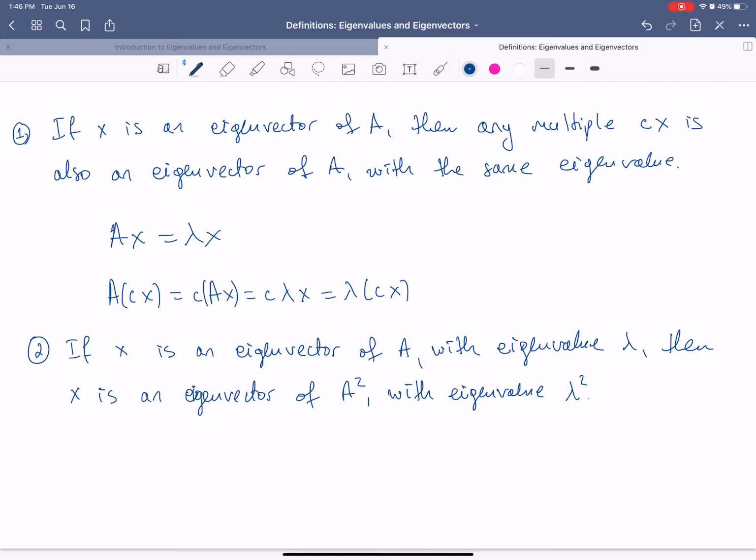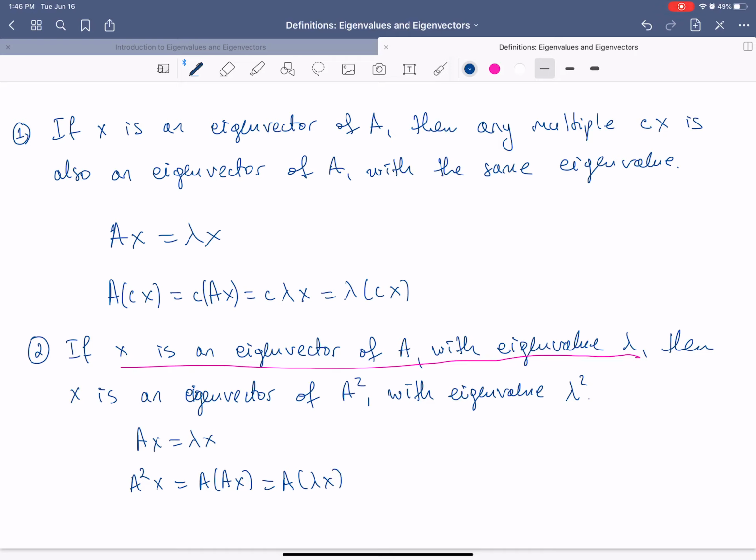Why is this true? Well, look at what it means for x to be an eigenvector of A with eigenvalue lambda. It means that it satisfies the equation Ax equals lambda x. Now, how can we get to A squared? Well, A squared x is the same as A times Ax, because A times A is A squared. Now I know how to compute A times x. That's simply lambda x. So I have A times lambda x.